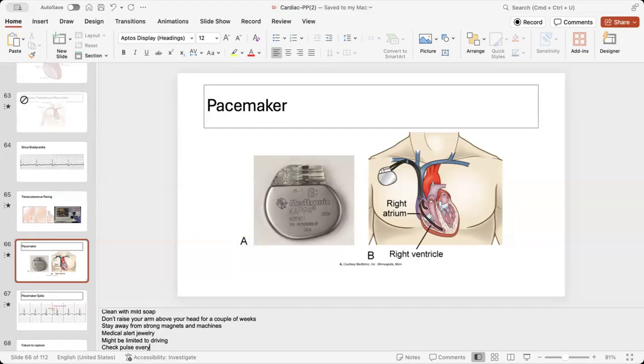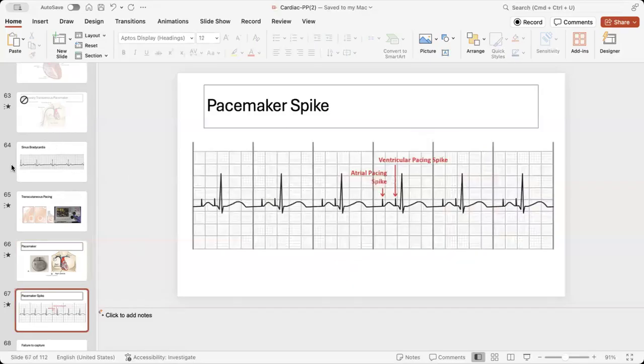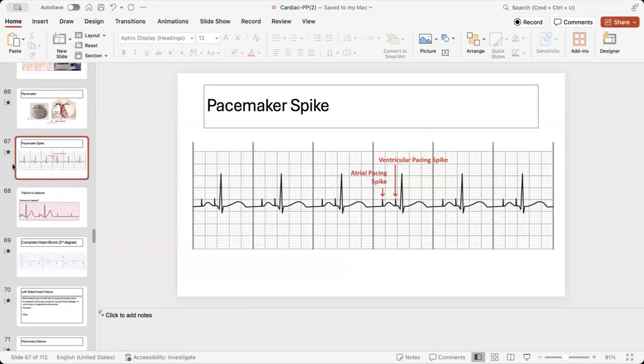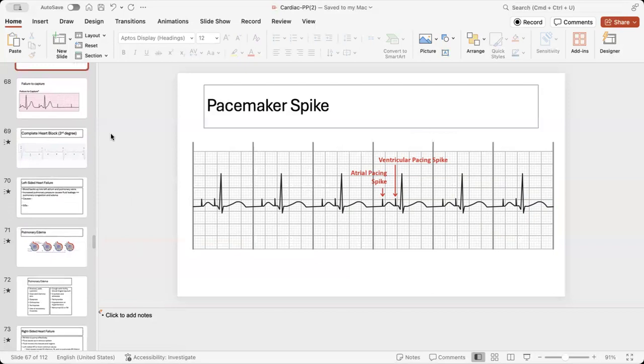No tight clothing. Okay. If you have a patient who has a pacemaker, you might see pacemaker spikes. Okay, maybe you've seen these, or maybe you will see those if you're going to clinical. What does that pacemaker spike tell me?